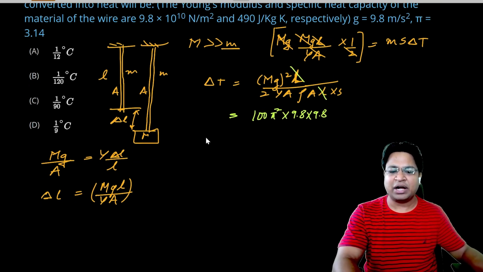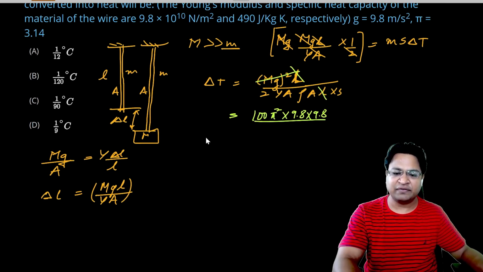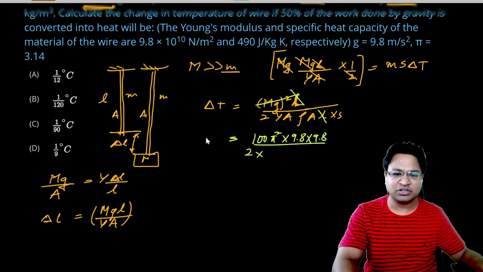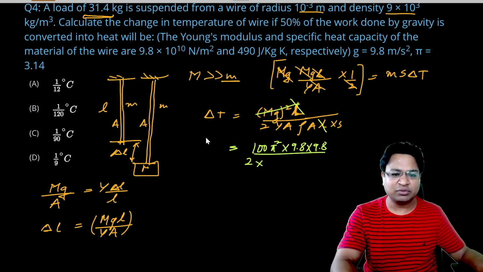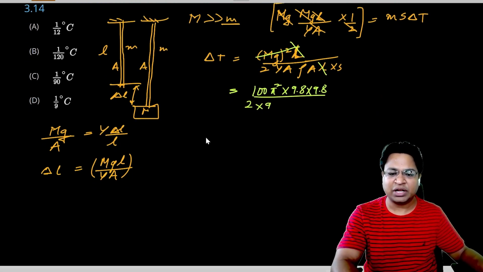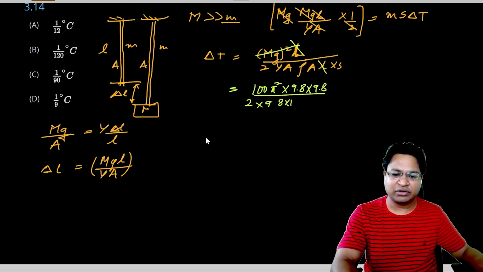So I have taken care of this. I've copied the numbers here. Divided by 2 into Young's modulus. Now, how much is Young's modulus? Now, the Young's modulus is given to be 9.8 into 10 raised to power 10. So that is Young's modulus into the cross-sectional area.